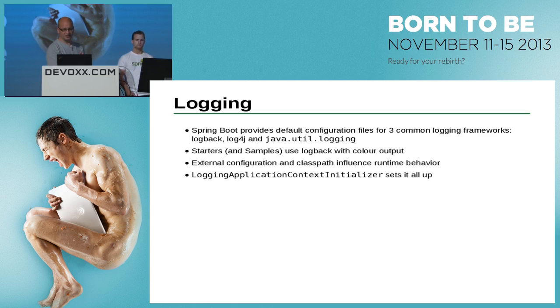So the way that works is a little bit under the covers here. There's an ApplicationContext initializer, which is a Spring 3 feature. It might be 3.1. Yeah, I think it's 3.1. So ApplicationContext initializer is something that was already there. We're just using it.